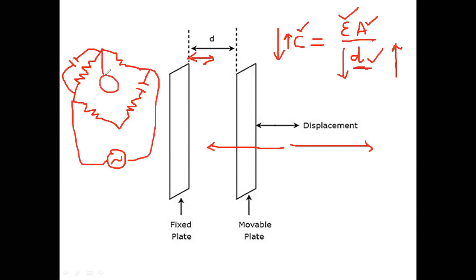This is the meter. So this impedance I call Z1. This impedance I call it Z2. This impedance I call it Z3. This impedance I call it Z4.